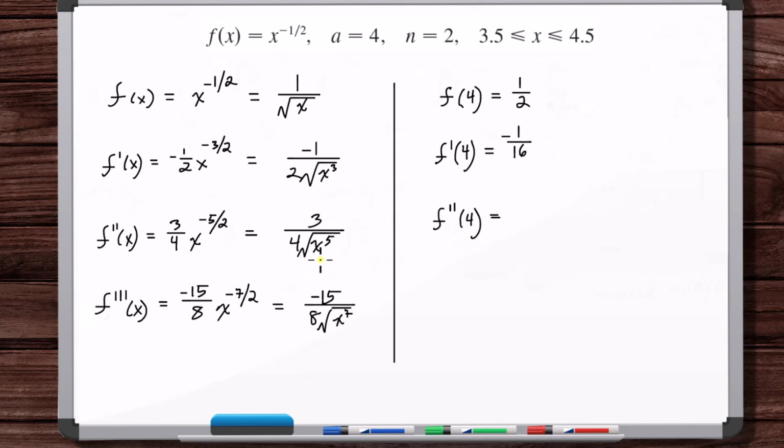All right. So here we've got x squared root x. So 16 times 4 is 64. Times 2, it's 128. So 128 and then 3.